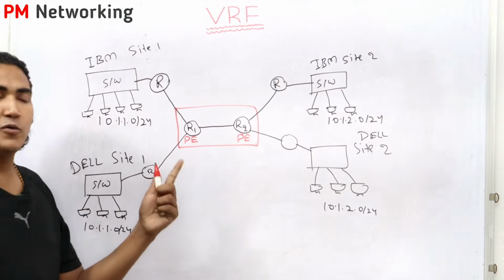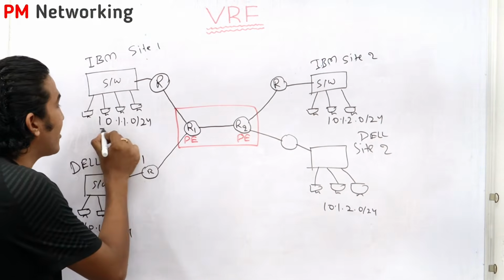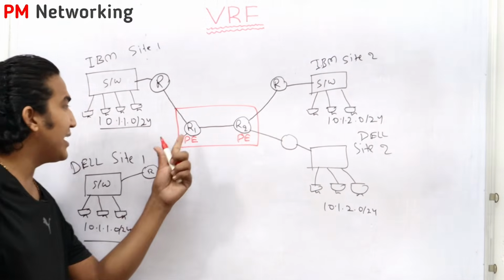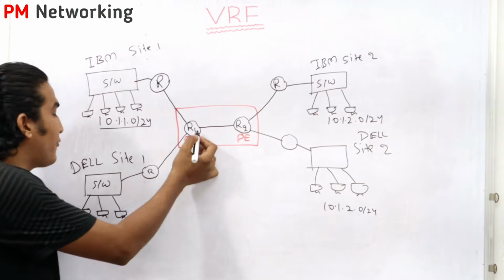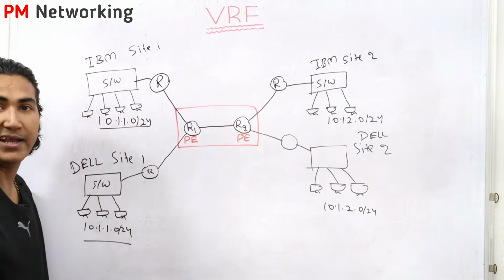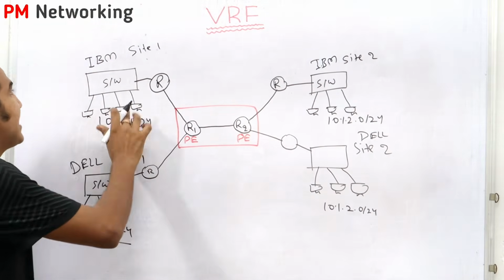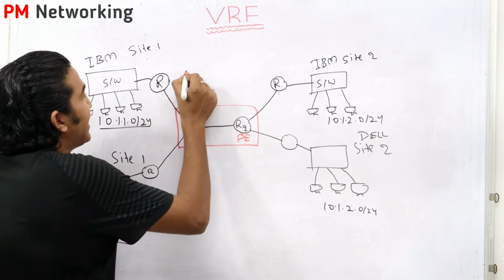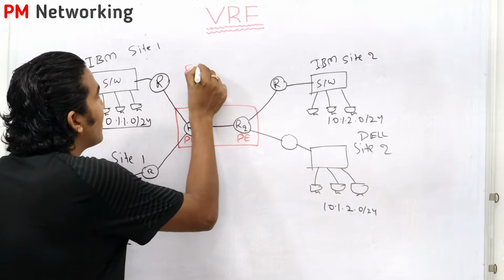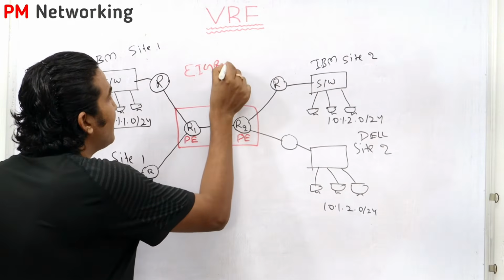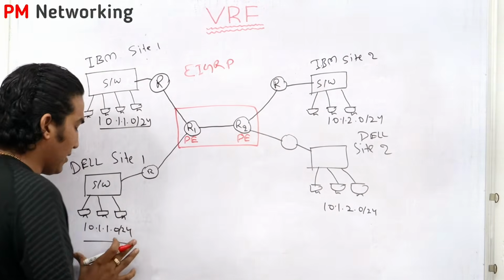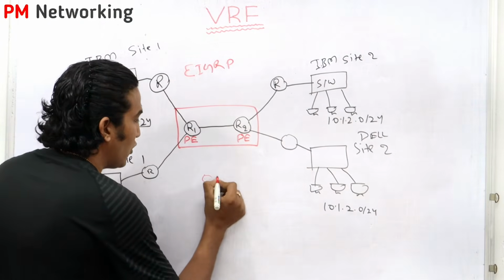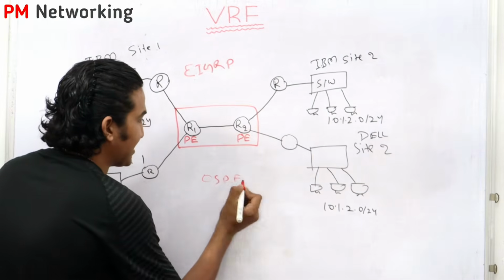So how will you differentiate the network of IBM and Dell on R1? Here on R1, by default, you cannot differentiate the network, right? Let's say they are using some routing protocol for the connectivity. IBM is using, let's say, EIGRP, and Dell is, let's say, also using EIGRP or any other routing protocol, OSPF, for the connectivity.